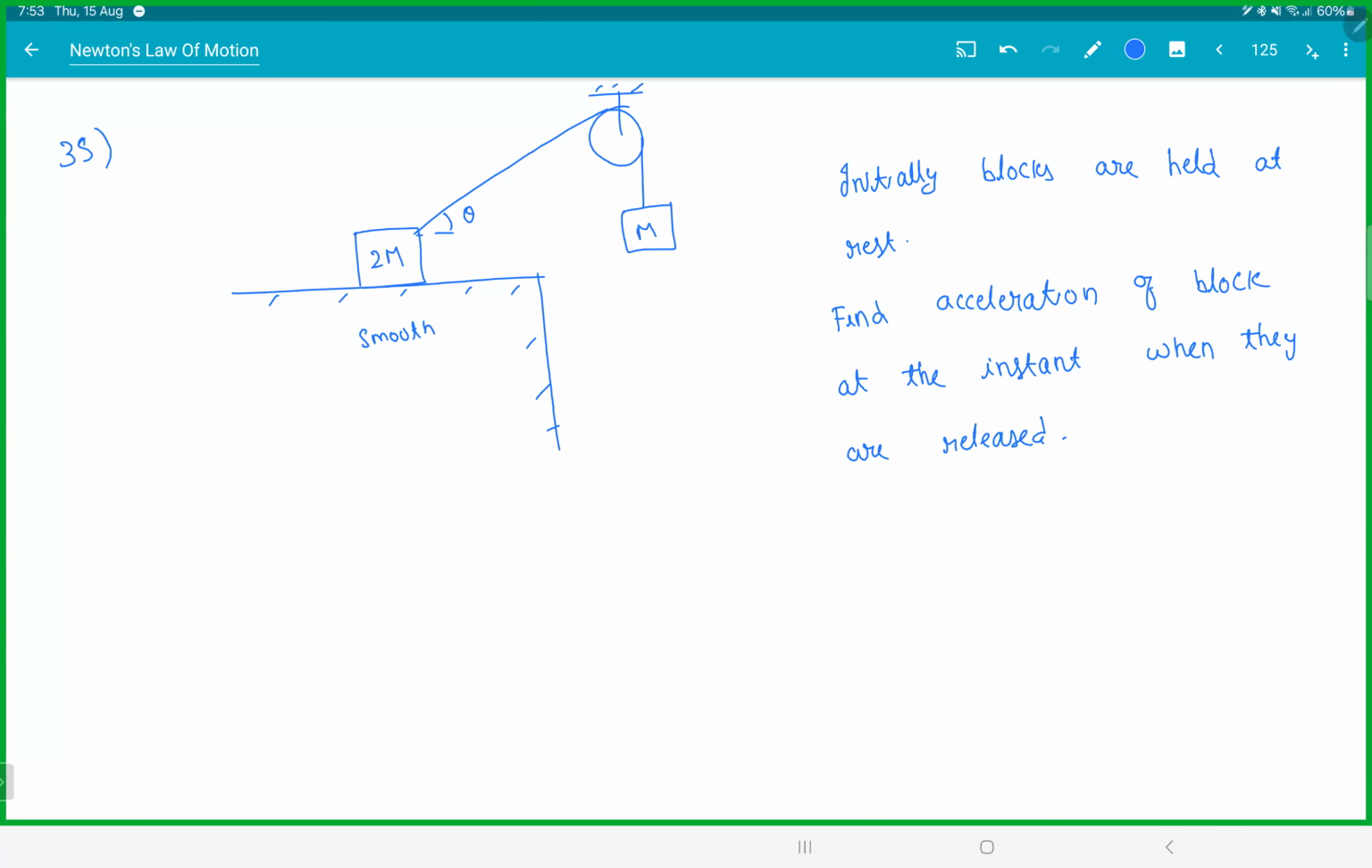Try. Just give it a try. Again, nothing new. Choose your system, draw the FBDs, assign your accelerations, find relation between them. Choose your x and y axis and resolve the forces and accelerations. Step four, apply net force is equal to mass into acceleration along x axis and y axis and solve. There is nothing new. Every problem in this chapter, friction, circular motion, all this chapter, this is the idea. Just give it a try. I'll get some water and come.